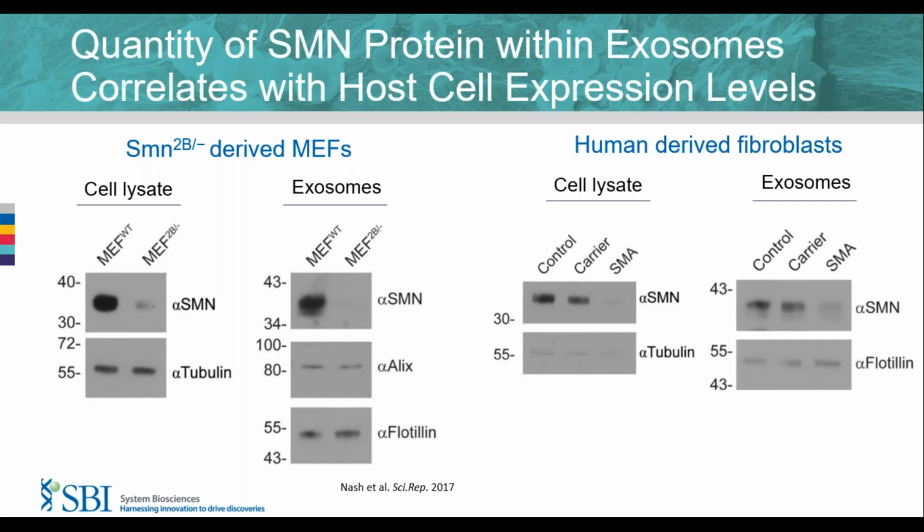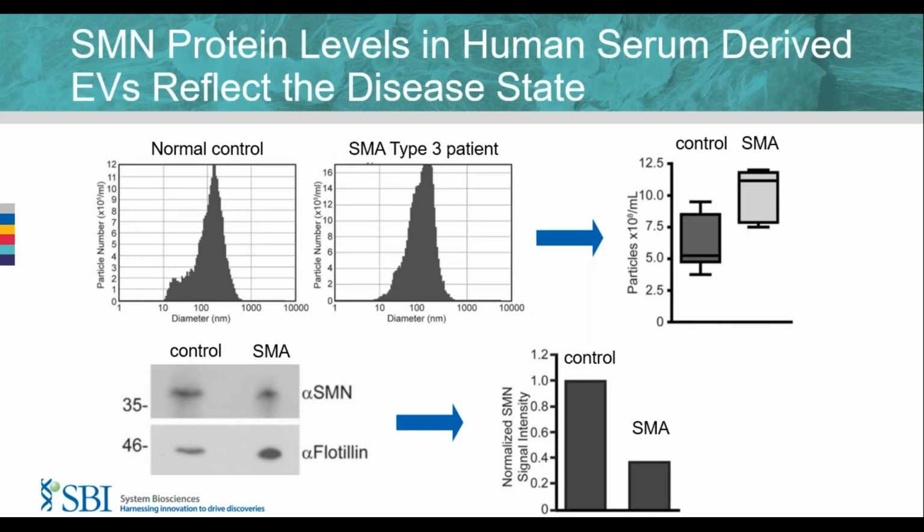Not only this, but they also checked in human-derived fibroblasts of healthy controls, carriers, and spinal muscular atrophy patients. And as you can see, the carrier already has lower levels than the control, and then in the disease patients with SMA, there is barely any SMN detected. So it seems that the quantity of SMN in exosomes might be useful as a biomarker for SMA.